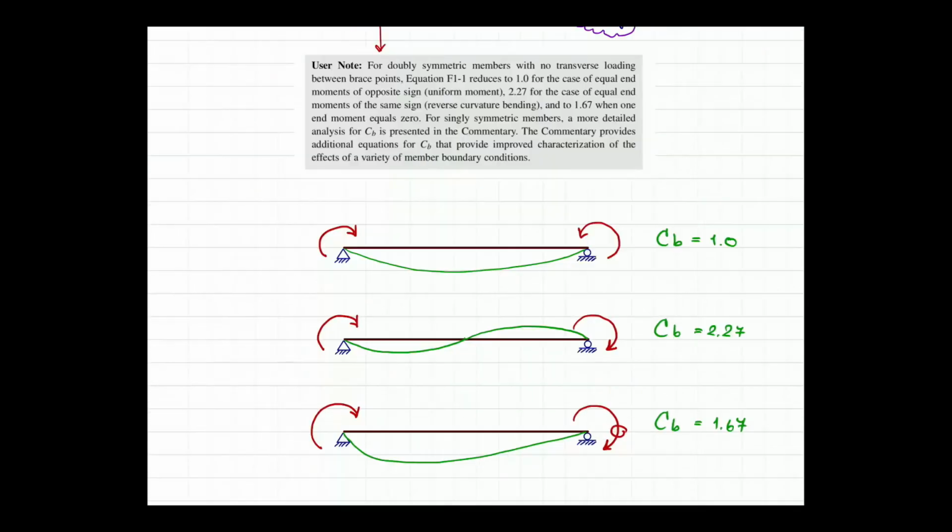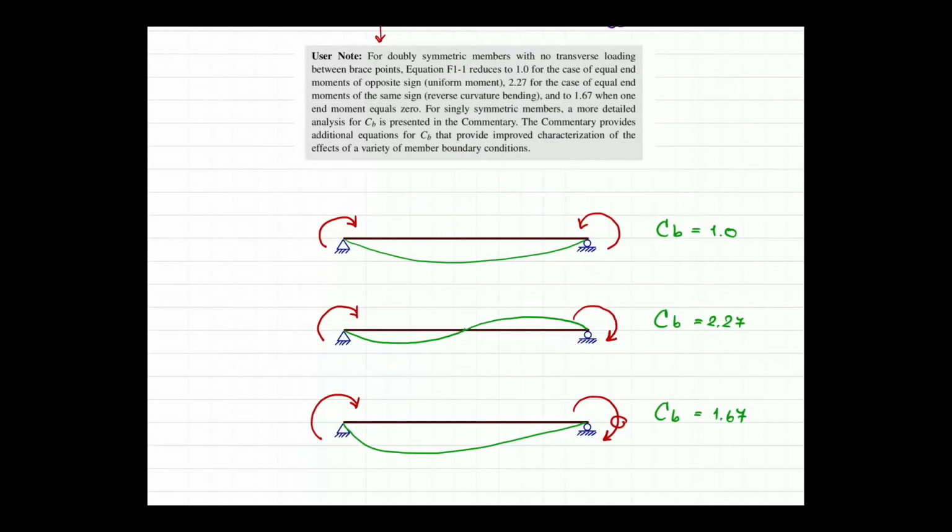For the next case, for example, Cb equals 2.27. The bending moment diagram for this case is going to look like this. Okay, so it forms a double curvature, and that results in an increase in the critical moment to about 2.25 times as much as the original M naught. That's a big jump.